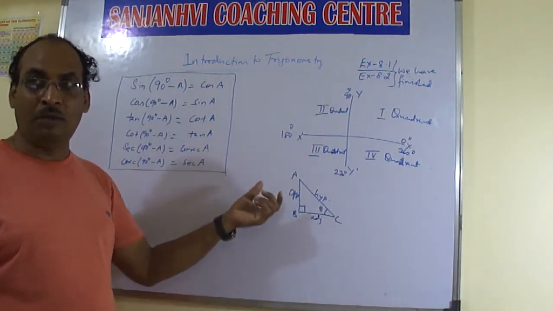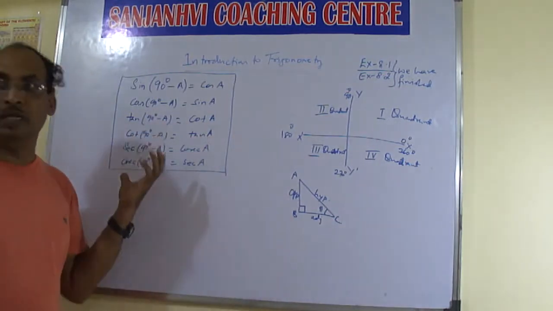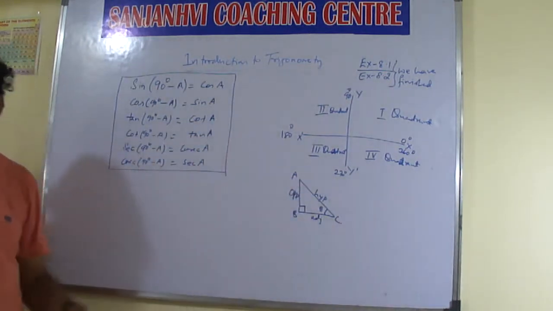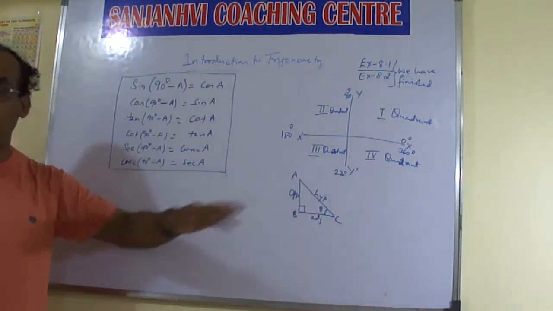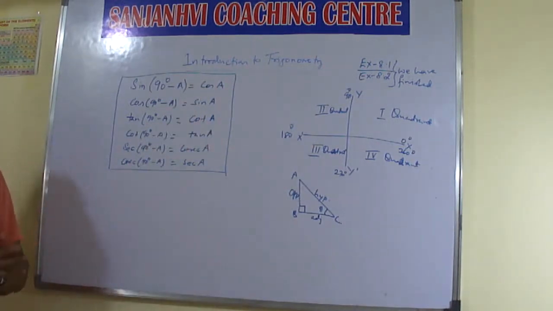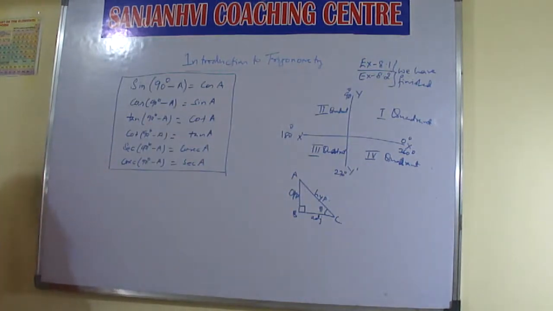On the basis of opposite, hypotenuse, and adjacent, we solved exercise 8.1. We found various trigonometric functions like sin A is equal to opposite by hypotenuse, cos A is equal to adjacent by hypotenuse. So all these ratios we found in exercise 8.1, by utilizing a right angle triangle. This was the basic.